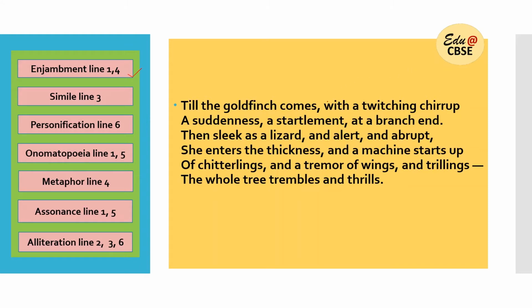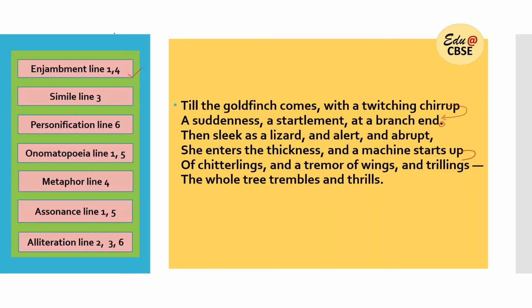So line 1, enjambment, it means that the thought of the first line or any line is moving on to the next line. There's no breakup. So till the goldfinch comes with a twitching chirrup, a suddenness, a startlement at the branch end. So here there is a pause, here there is a break. So this is enjambment. Now line 4 also has the same kind of enjambment. So she enters the thickness and a machine starts up of chitterlings and a tremor. So here again there is no break. So the thought of this line is moving on to the next line. But here we have a hyphen. So this is not enjambment.